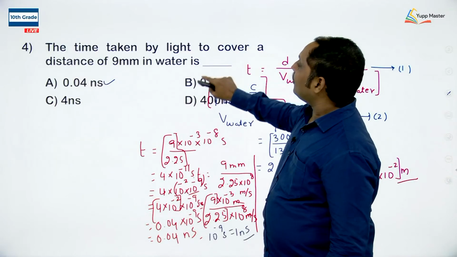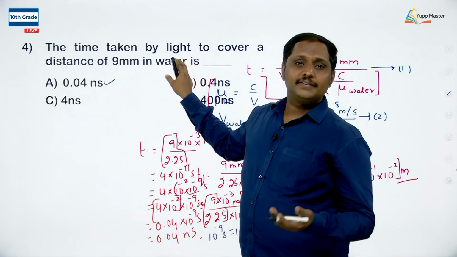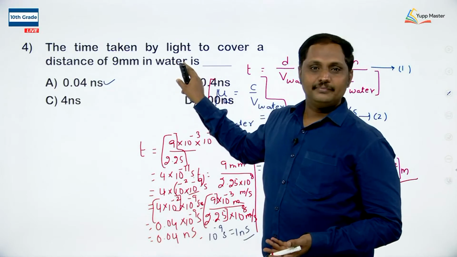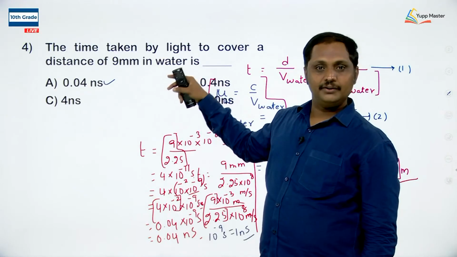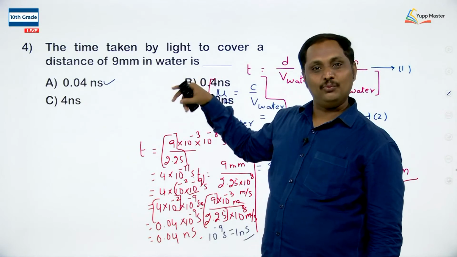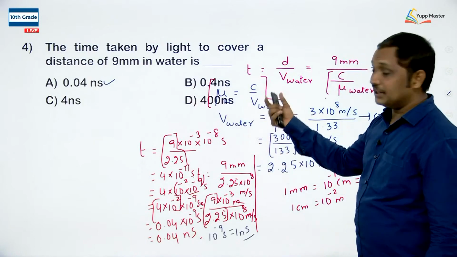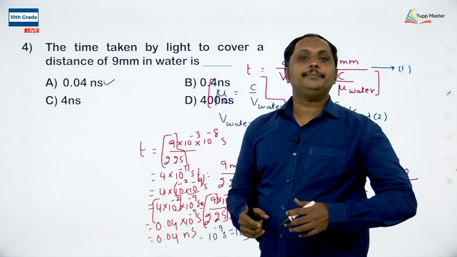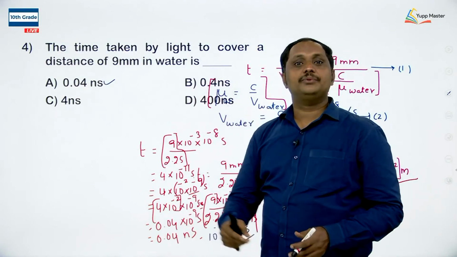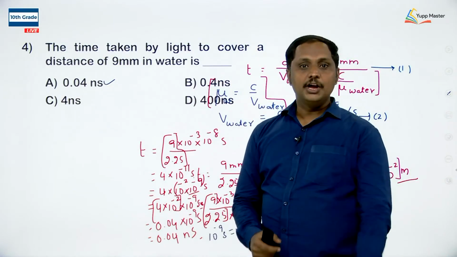In entrance examinations also they are going to ask the time taken by the light to cover a distance of 9 mm. Instead of water, they might ask about any other medium, glass or quartz or diamond or whatever it may be. You just need to be ready to solve the problem by knowing the refractive index of that material. So it is better to remember the refractive index of the various transparent materials, that is very, very important.